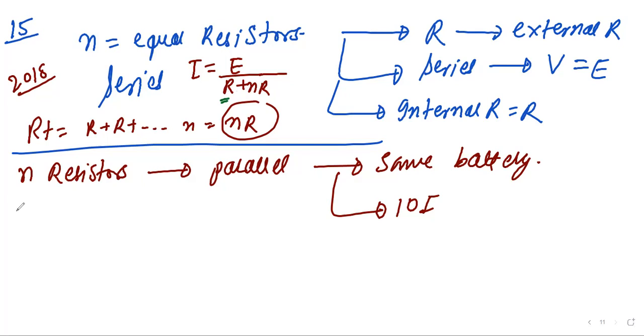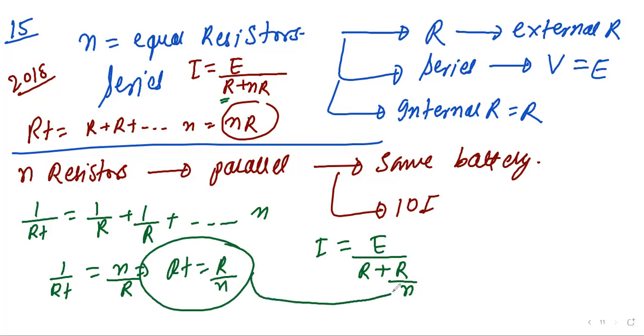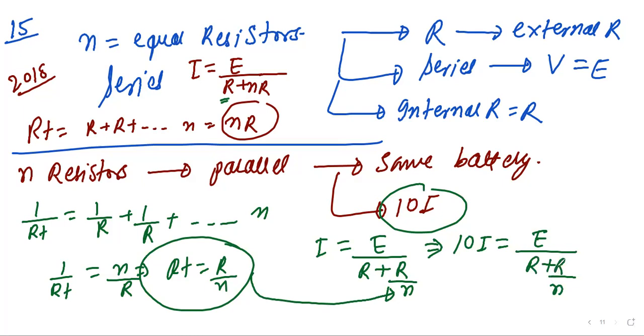Now for the parallel, 1 upon R equivalent is equal to 1 upon R plus 1 upon R, n times, so it will be n upon R. So R equivalent has become R upon N. As we know, current is given by E upon R plus R upon N. Now we know the value in parallel is 10 ampere, so I write 10 ampere is equal to E upon R plus R upon N. Take the LCM, then you will get NE upon NR plus R.